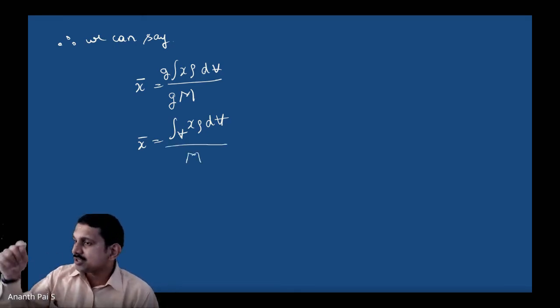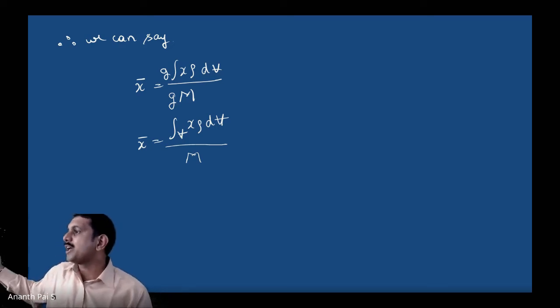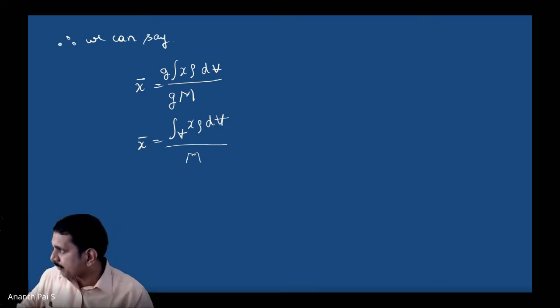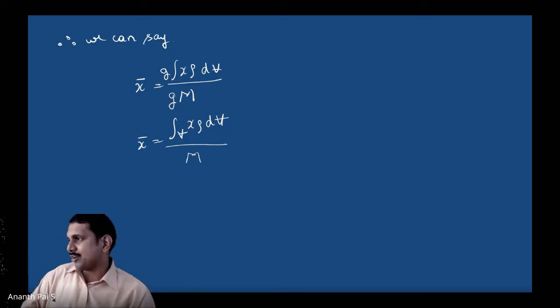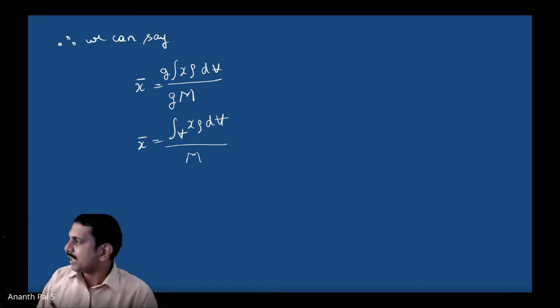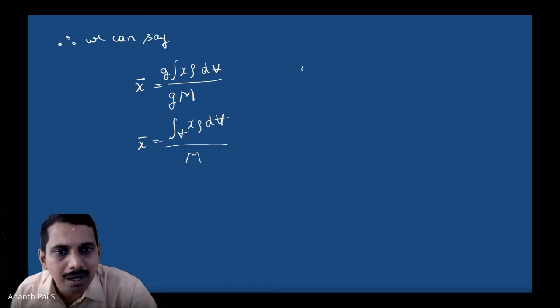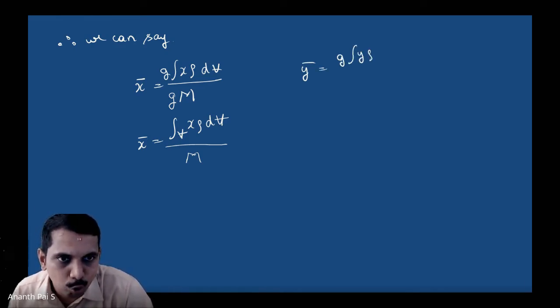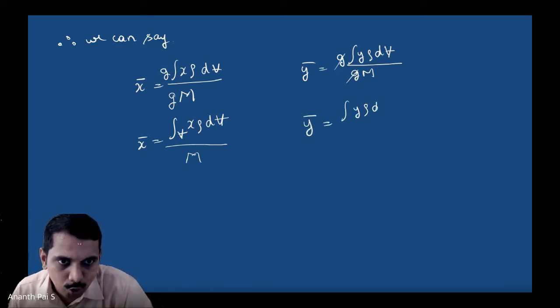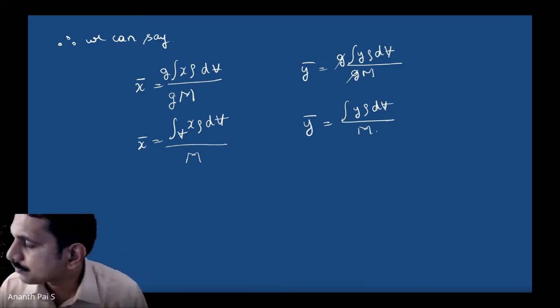If G changes at every point, which may be caused by electromagnetic forces or magnetic forces and gravity acting together, that we are not considering. We are considering simple gravity only, then we can say this. And y bar is equal to G into the integration of y rho dv divided by G m. So G cancels and you get y bar is equal to the integration of y rho dv divided by m. Make sense?